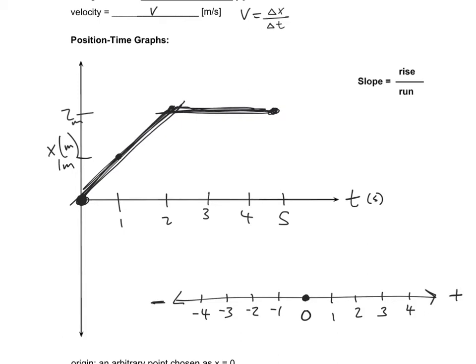Now let's say I stay on 2 for all of my time up until 5 seconds, and then I decide really quickly to move down to -3.